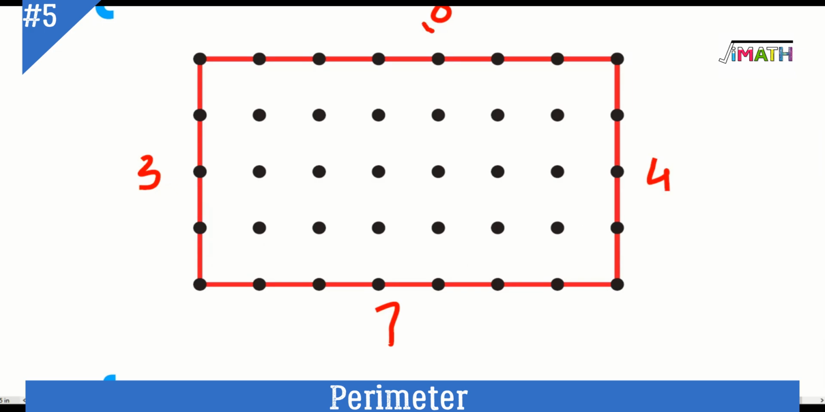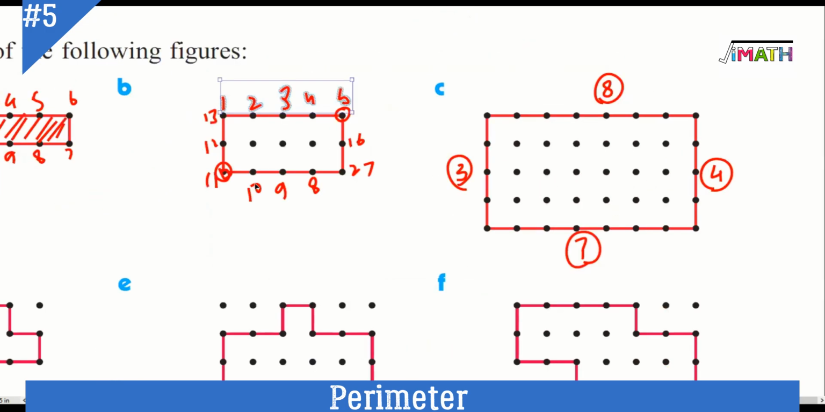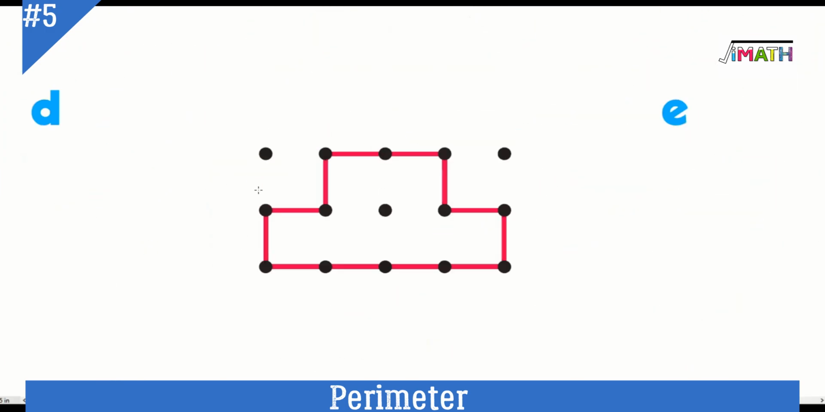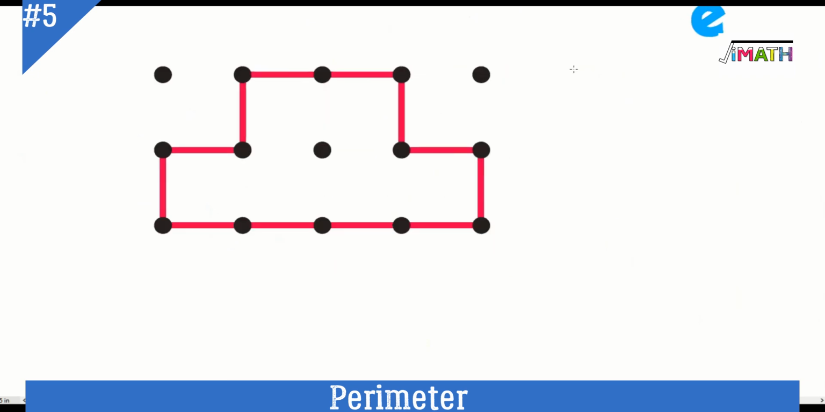So if you add these sides together, you would get the perimeter. It's like a game, like the matchsticks, where we are adding the matchsticks. How many matchsticks are there? So what do you think? What's going to be the perimeter of this red boundary only? 1, 2, 3, 4, 5, 6, 7, 8, 9, 10, 11, 12. 12. Okay.